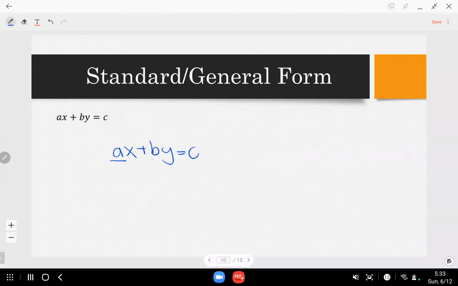In this case, a, b, and c are fixed real numbers. So you might encounter something like 3x plus 2y is equal to 10. Does anybody know what the advantage of this is?